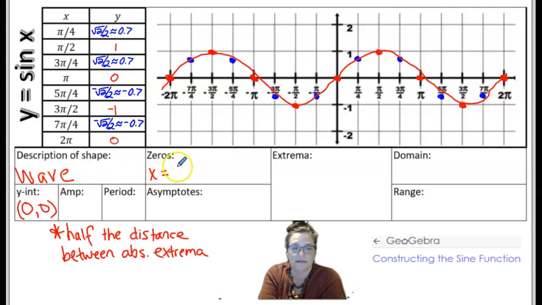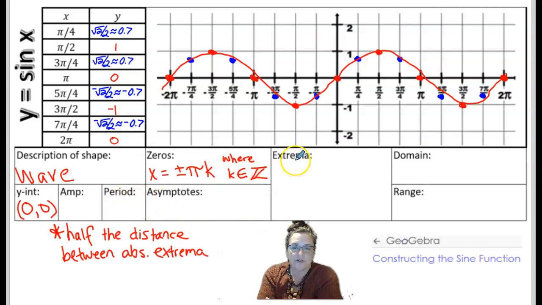So we're going to say that the zeros are located at plus or minus pi times k, where k is an integer. And remember that the sideways E symbol means element of, and the set of integers is a capital Z with a double line in the center. So k is an element of the set of integers.